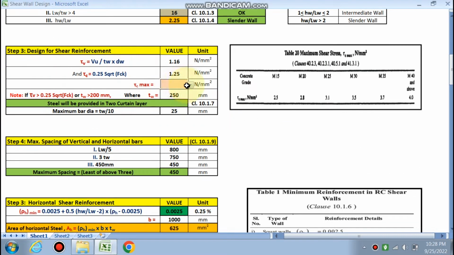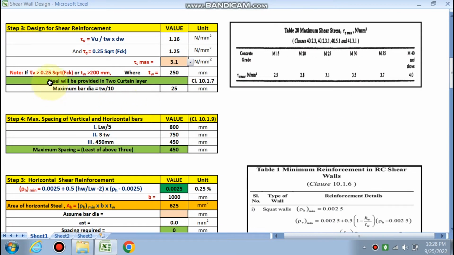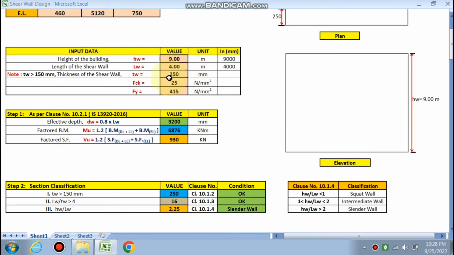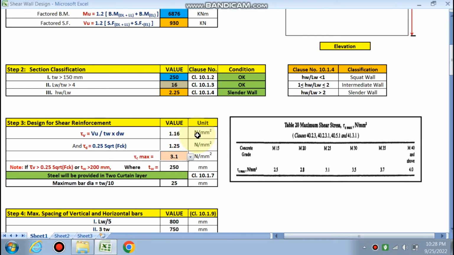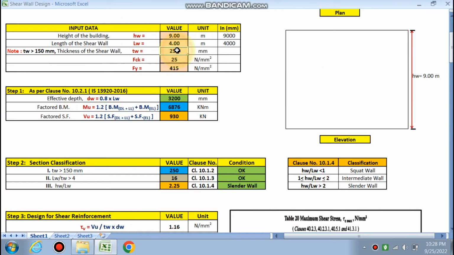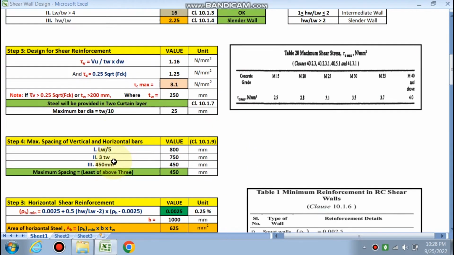Design for shear reinforcement: tau v is calculated as 1.16, tau c by this formula is 1.25, and tau max by this table for M25 is 3.1. Steel will be provided in 2 curtain layers because the width of the wall is 250 mm. If it is 200 mm, then the steel would be in a single layer, right? Since it is more than 200 mm, we have to provide the steel in 2 curtain layers.